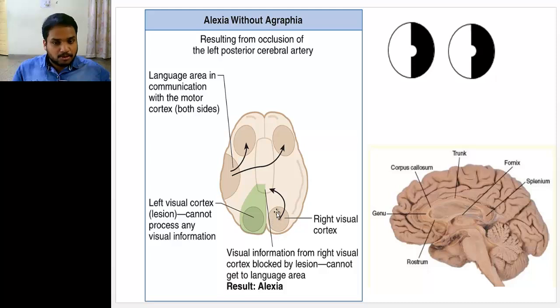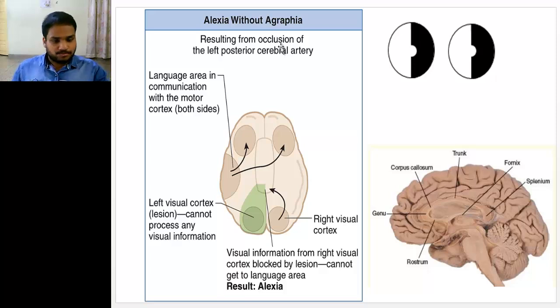The patient would be able to see the words in the left visual field, since the left visual field is intact. But since the information cannot be transferred to the language areas, the patient would not understand what the words mean. That is, he will not be able to read the words. That is alexia. However, the person would be able to write. That is alexia without agraphia.